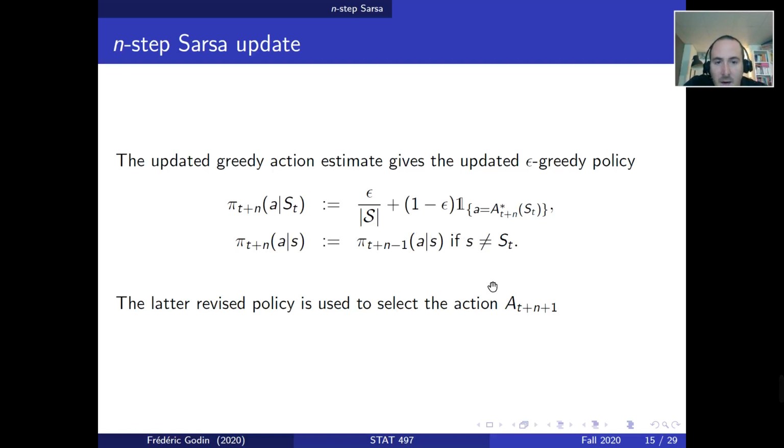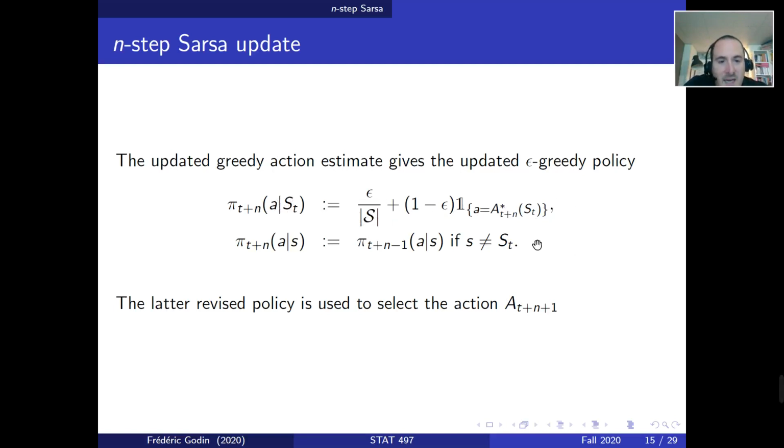Whereas here, if the action is greedy, this term is there. But if the action is not greedy, as we said, this term is not there, and the probability to select the various actions is just epsilon over the number of states.